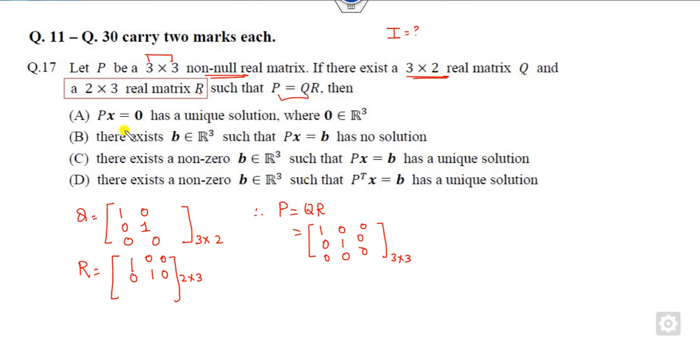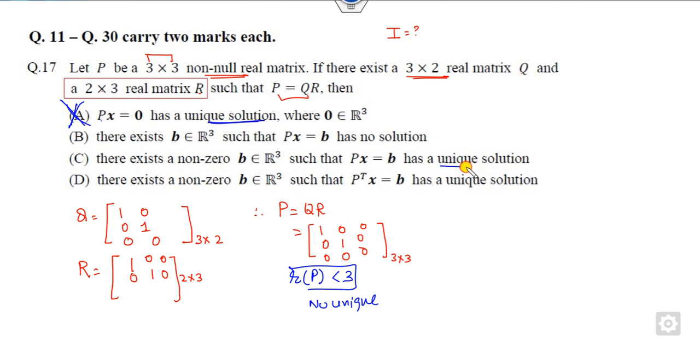Now look at the options. Px is equal to 0, so P has a unique solution. It can never be true. What is the rank of this matrix P? It is less than 3. It means there is no unique solution. So the first option is cancelled.